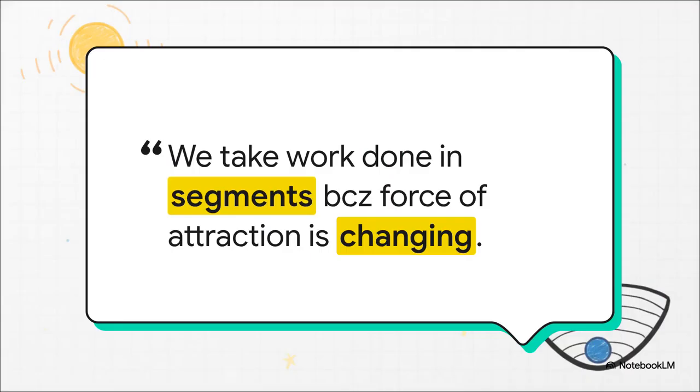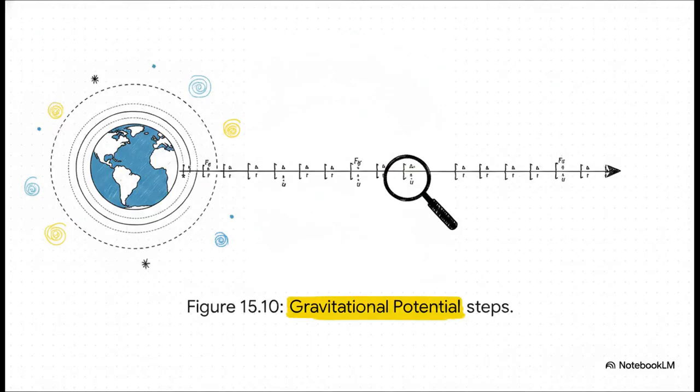I absolutely love this insight, taken directly from some handwritten student notes in our source material. It says, "We take work done in segments because the force of attraction is changing." And man, that really hits the nail on the head. That is the exact crux of our problem. You just can't use one sweeping, easy calculation to figure out energy if the gravitational pull is shifting with every single meter you travel.